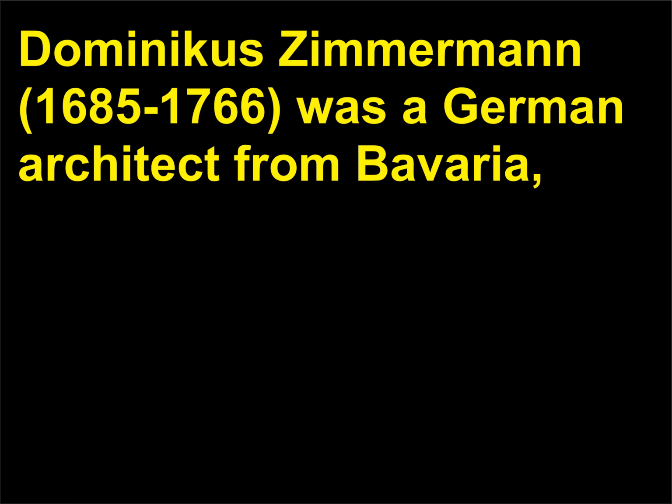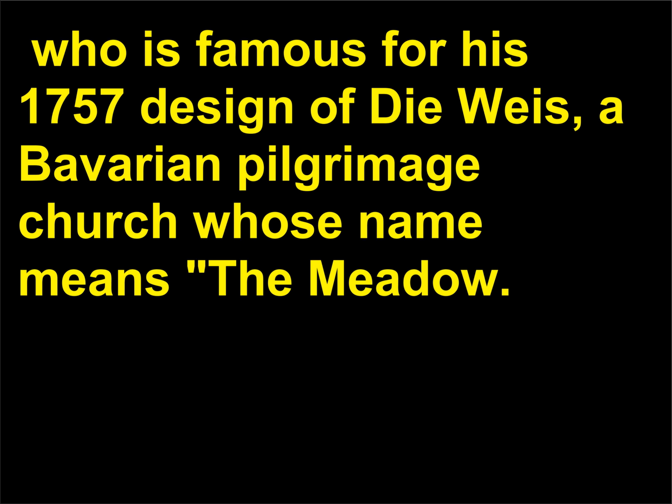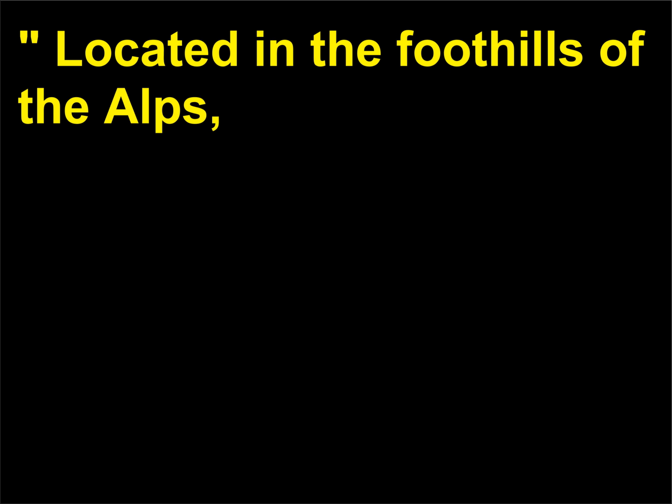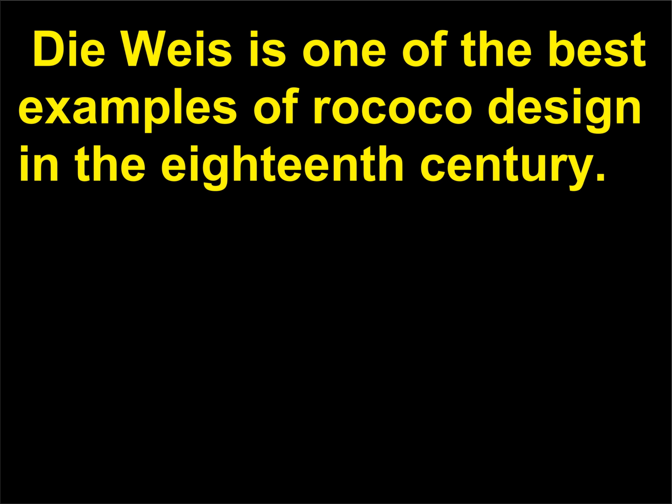Dominikus Zimmermann, 1685–1766, was a German architect from Bavaria, who is famous for his 1757 design of Die Weiss, a Bavarian pilgrimage church whose name means the meadow, located in the foothills of the Alps. Die Weiss is one of the best examples of Rococo design in the 18th century.